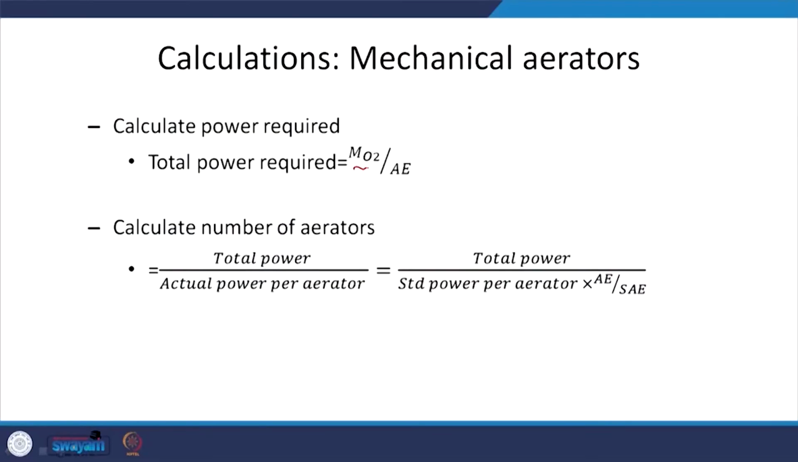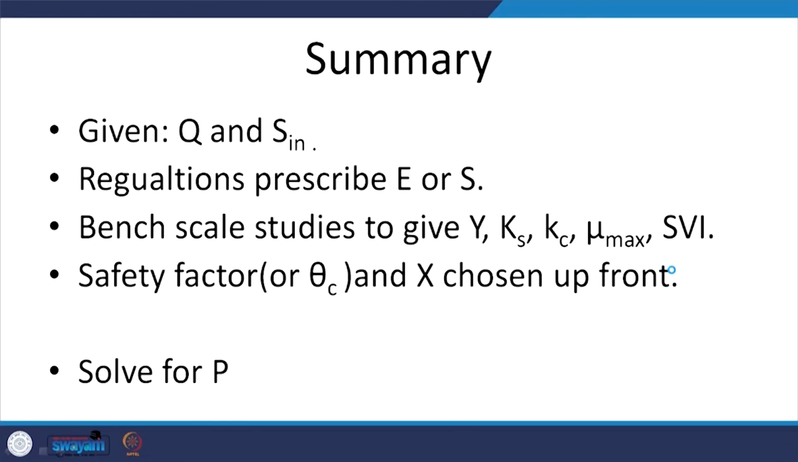And what do we have here? Total power required is the mass of oxygen by the efficiency, or actual power per aerator. So again, total power by standard power per aerator into AE by CE. So again, these are all very general pieces of algebra, just fractions and so on and so forth, right. So in summary, if Q is there, the flow rate of the wastewater and the concentration of the wastewater, right.